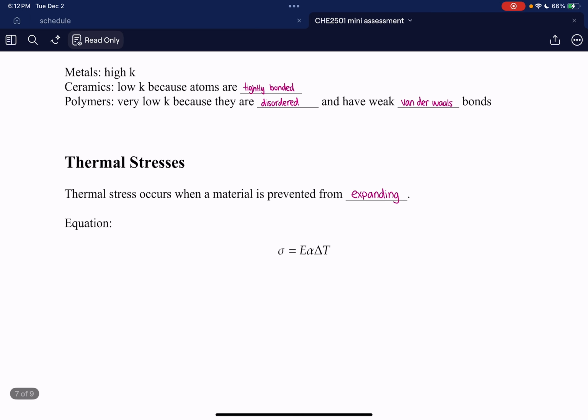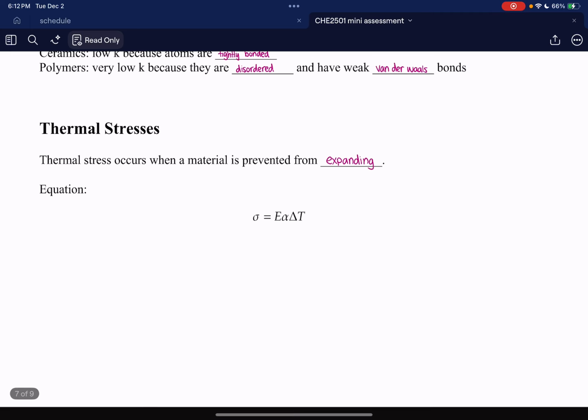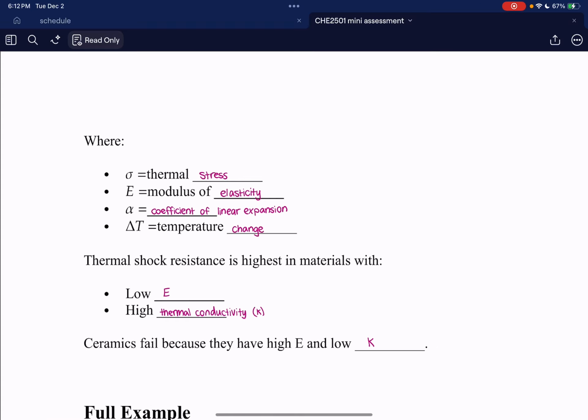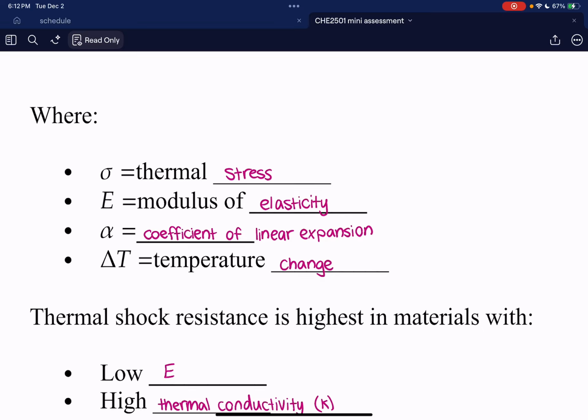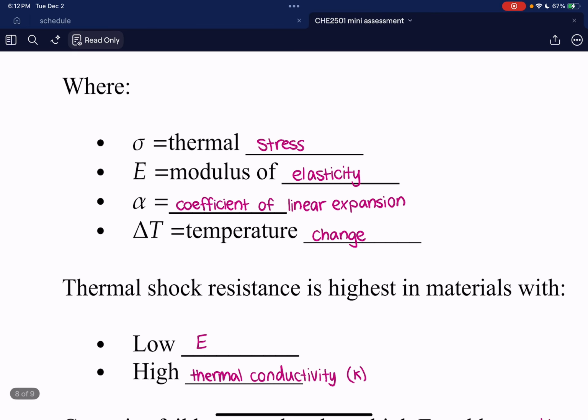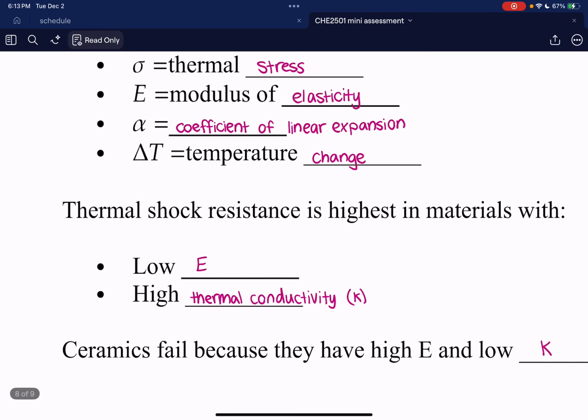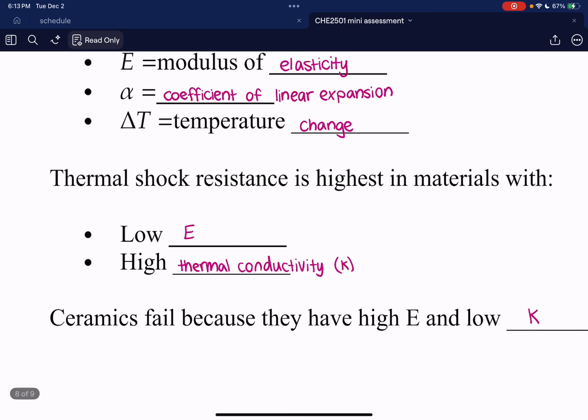Thermal stresses. Thermal stress occurs when a material is prevented from expanding. This is the equation. The thermal stress is equal to the modulus of elasticity times the linear expansion coefficient times delta T. Here's what each variable is: the thermal stress, the modulus of elasticity, coefficient of linear expansion, and temperature change.